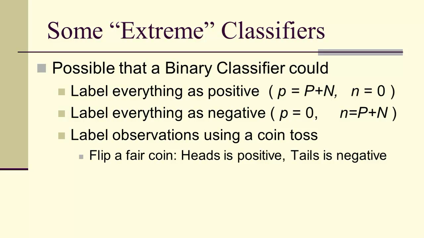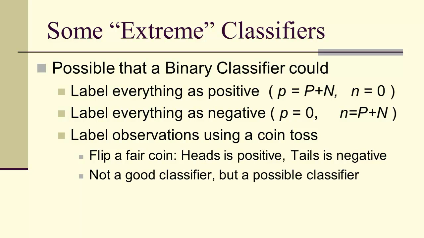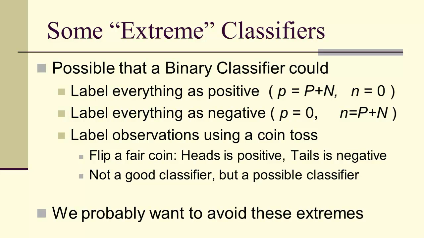We could label observations using a coin toss. We flip a fair coin, heads is positive, tails is negative. This isn't a good classifier in general, but it is a possible classifier. So we could determine whether something's in class 1 or 0 by simply flipping a coin and, say, looking at the outcome of the coin. The key idea here is we probably want to avoid these kinds of extreme classifiers.